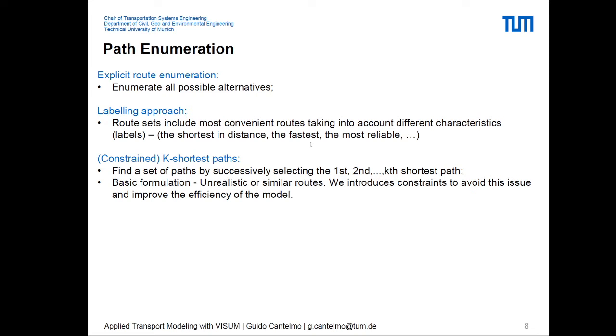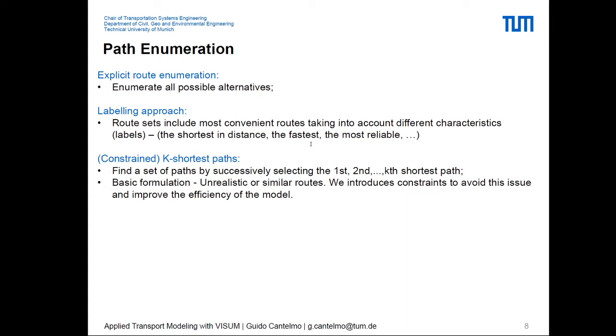The labeling approach says that route sets include the most convenient route taking into account different characteristics, labels. So for instance, we can calculate the shortest route in terms of distance, the fastest route, so the shortest time, the shortest path in terms of travel time. We can calculate the most reliable route. Each of them is the optimal solution according to a specific characteristic that we set, and we use this to generate our initial set of paths.